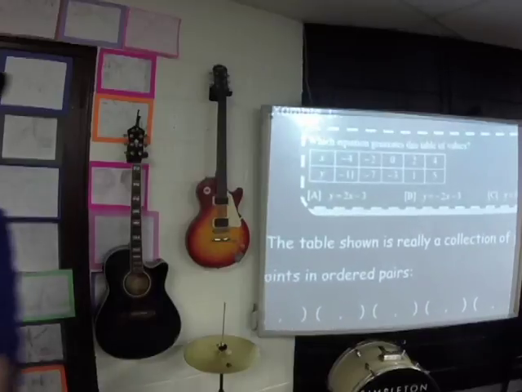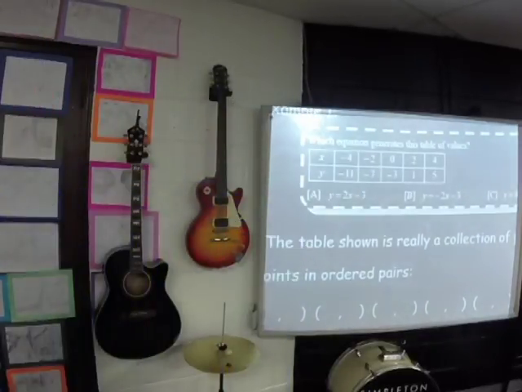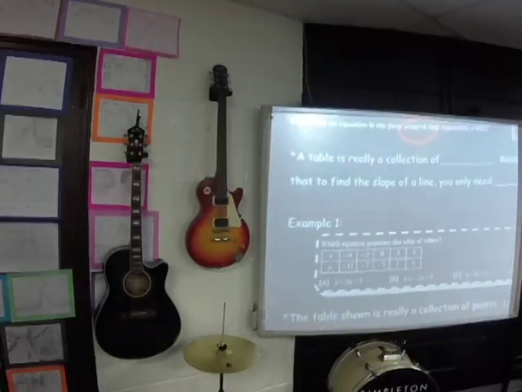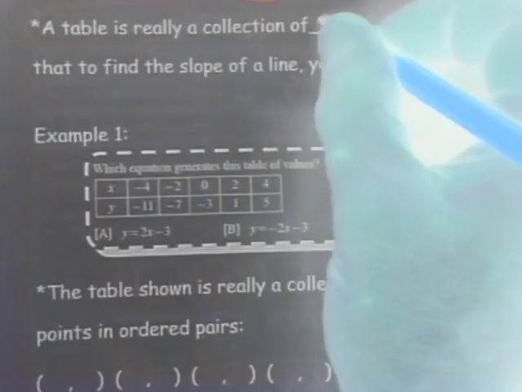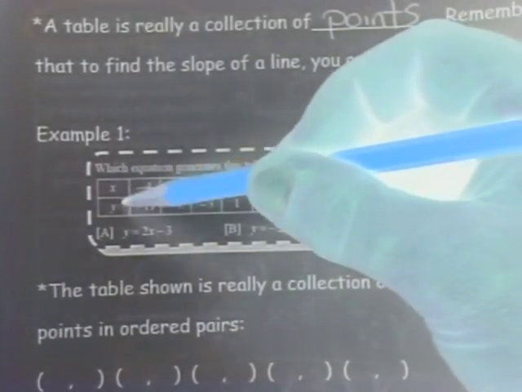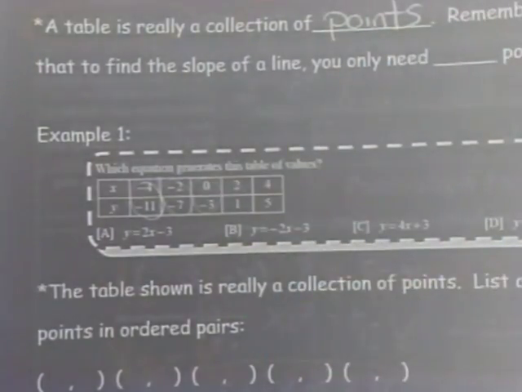Now, the way it's going to work is you're going to be given a table of points. If you look at it, this is what a table of points looks like. Here's what I need you to know. A table is really a collection of points. So when you see this table with numbers, it's really a collection of points. And they go like this, x, y. So there's one point, here's another point, here's a point right here.